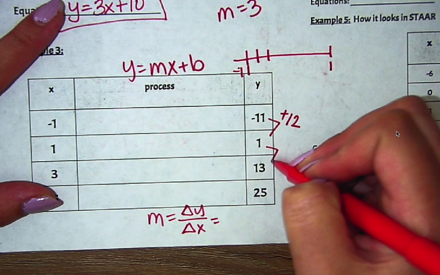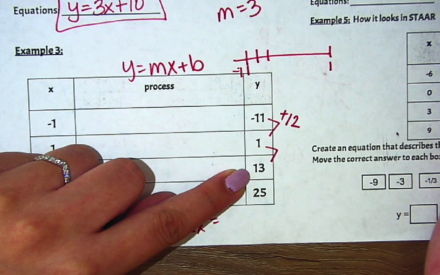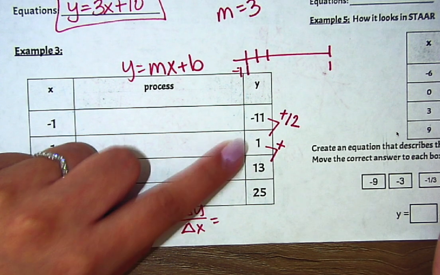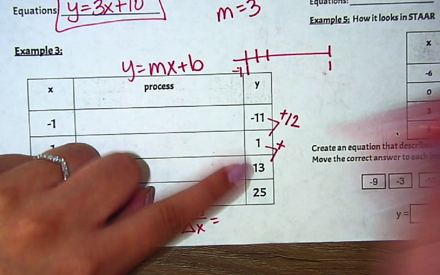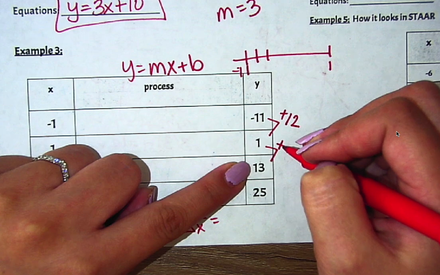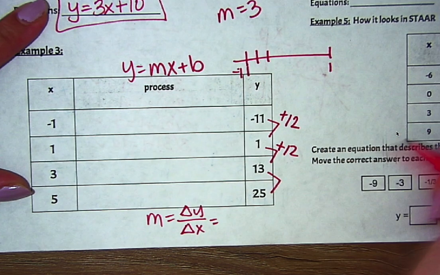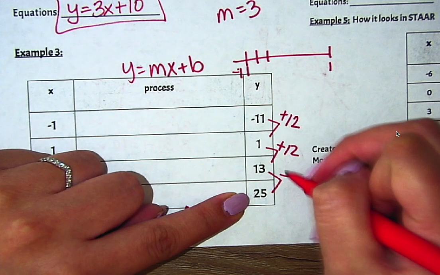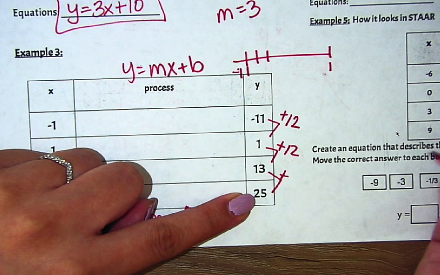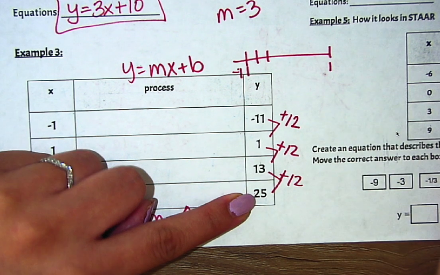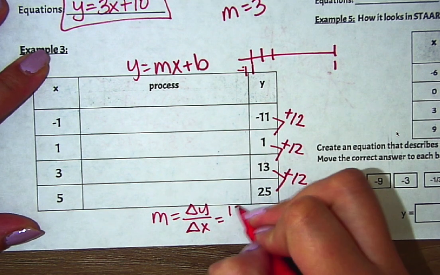Okay, let's do the next one. The next one, we're going from the number 1 to 13. Is my number getting bigger or smaller? It's getting bigger, so that means I'm adding. So 1 plus something is going to give me 13. It's going to be 1 plus 12 again. Then the next one, I'm going from 13 to 25. We're adding because my number is getting bigger. So 13 plus something is going to give me 25. Well, we kind of already know the pattern. It's going to be 12. Okay, so my change in y is 12.